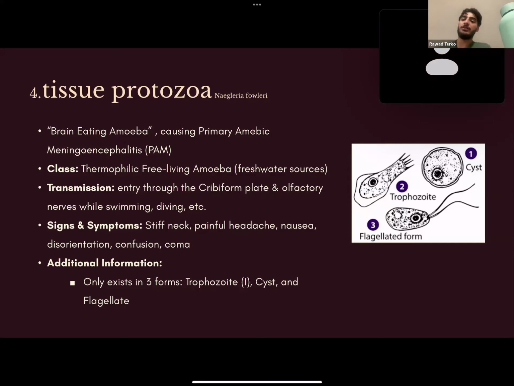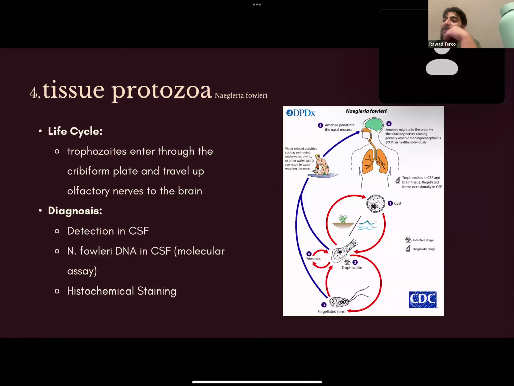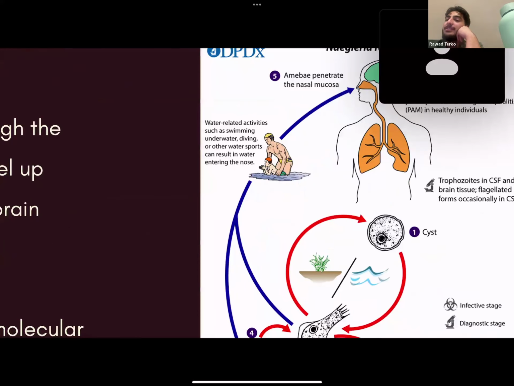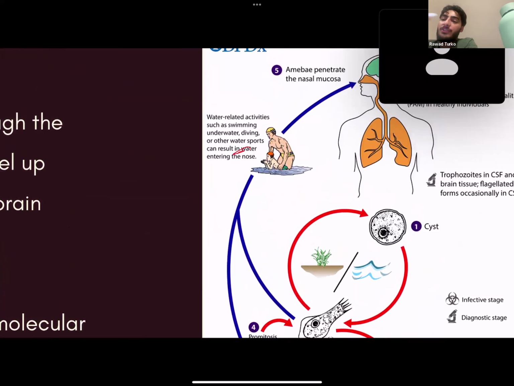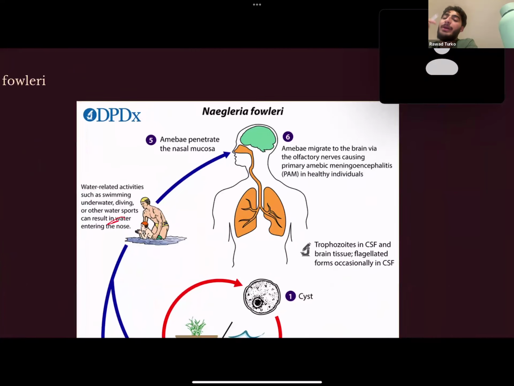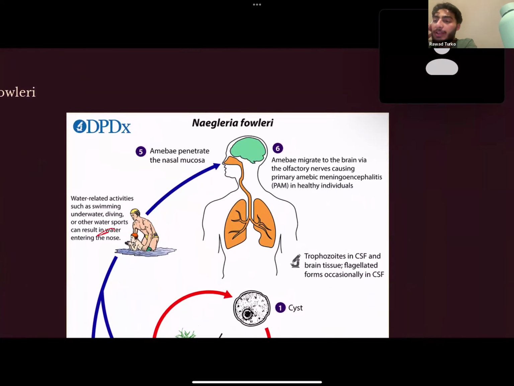Additional information: it only exists in three forms: the trophozoite, which is the infective stage, the cyst, and the flagellate. This is the trophozoite, this is the flagellate form, and this is the cyst. This is the life cycle. Water-related activities such as swimming, diving, or other water sports can cause water to enter the nose, and then the amoeba can penetrate the nasal mucosa, travel up to the brain, and cause PAM.